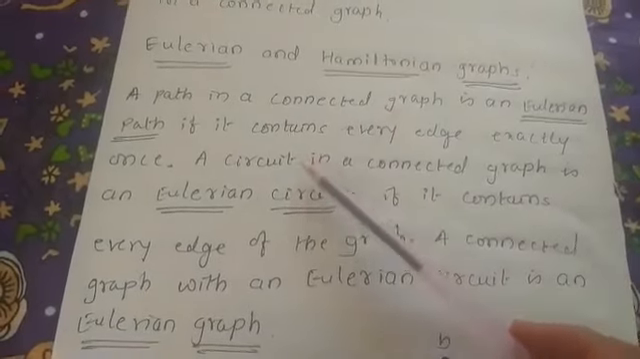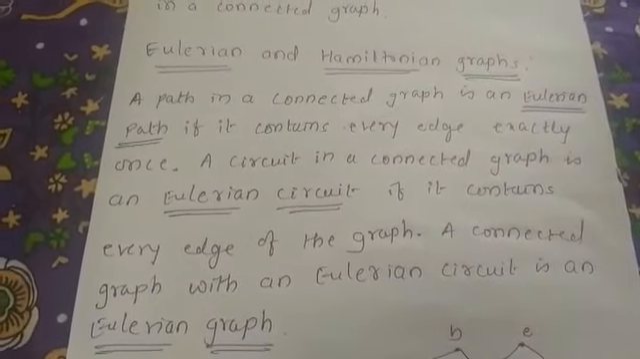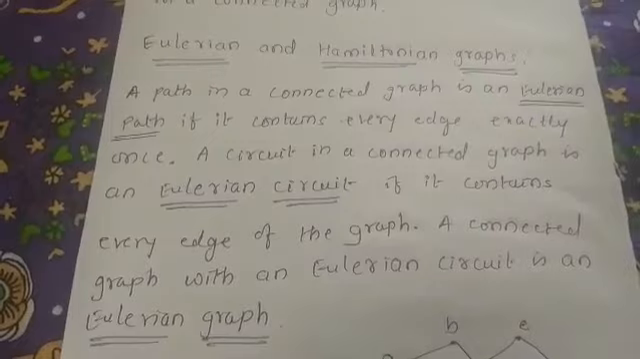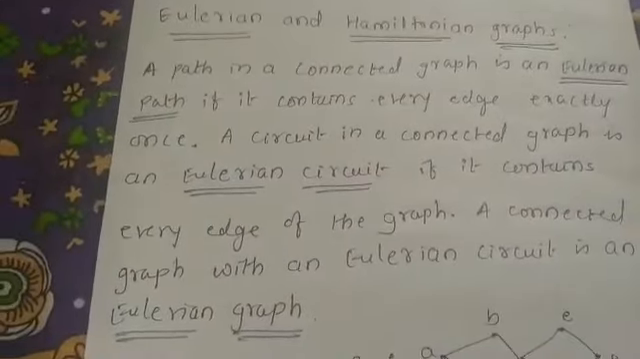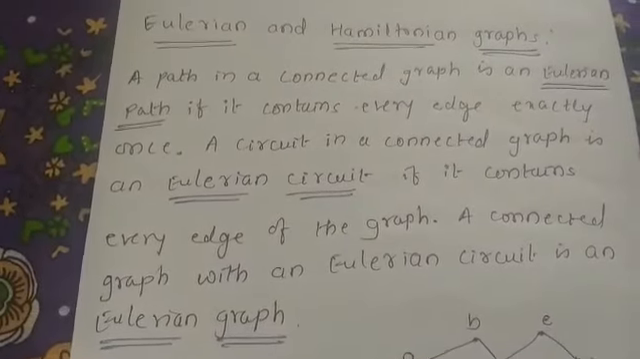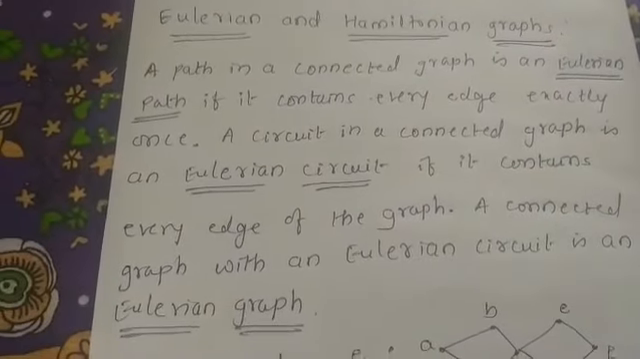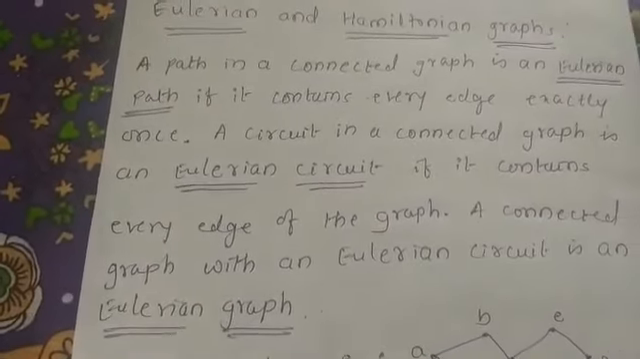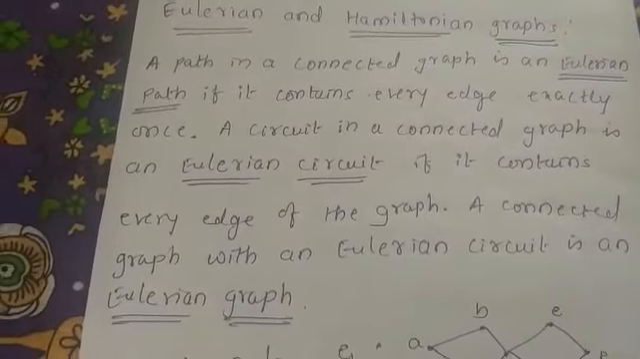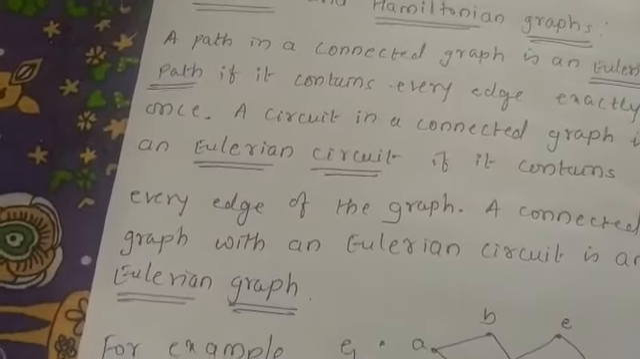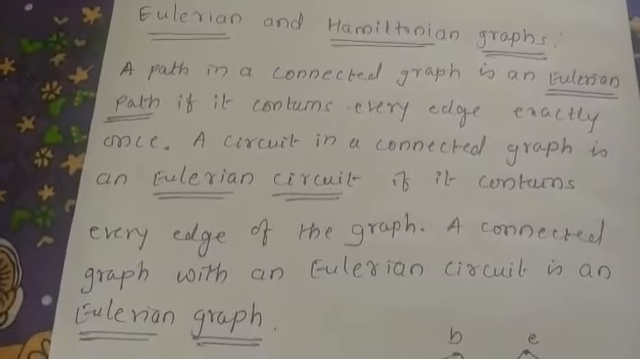Now we see the theoretical definition of Eulerian graph. A path in a connected graph is an Eulerian path if it contains every edge exactly once. Here, an Eulerian path may be closed or open also; it may not be closed. But it is an Eulerian circuit if it contains every edge of the graph. Just now we saw an example, where it includes every edge with starting point and end point the same.